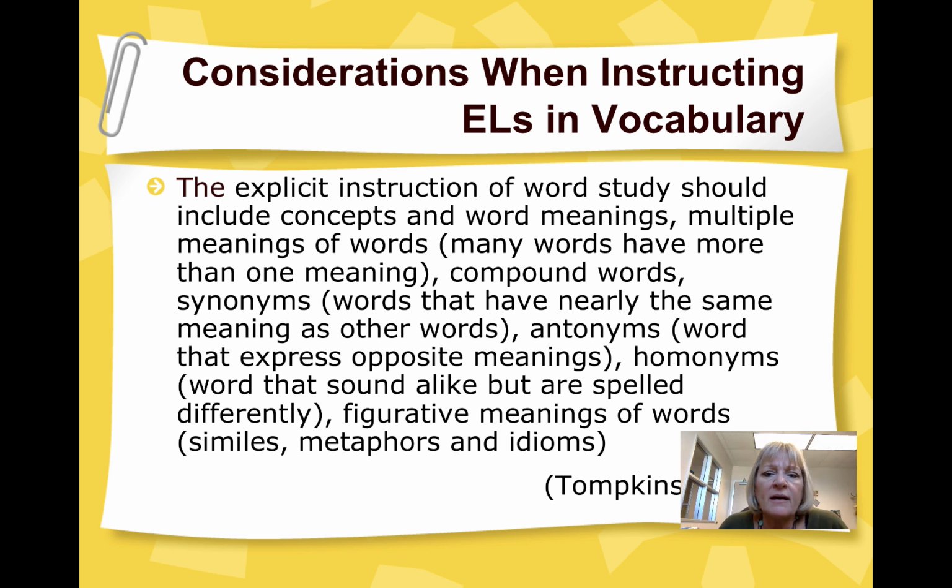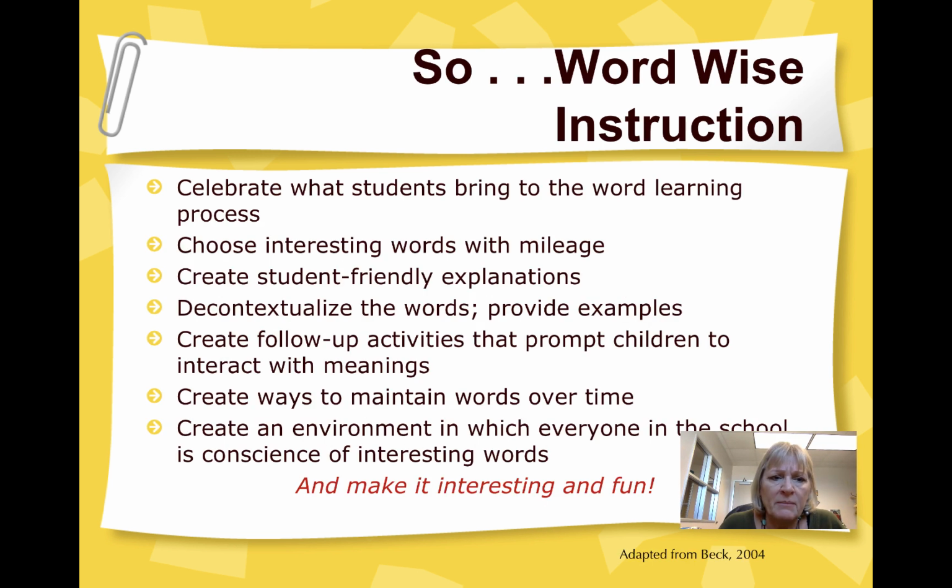Word study for English learners needs to include concepts and word meanings, multiple meanings of words. We need to talk about compound words, synonyms, antonyms, homonyms, figurative meanings of words. You know, we use lots of idiomatic speech. It's raining cats and dogs. Imagine if you hadn't grown up with that and somebody told you it's raining cats and dogs outside, and how that might strike you, right? So those are all things that we need to be thinking about.